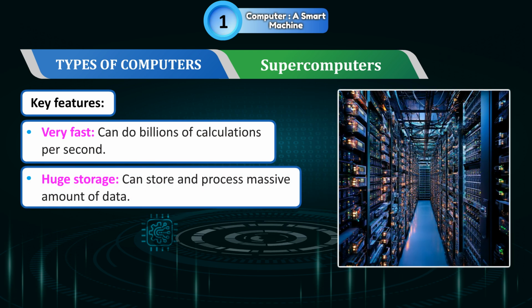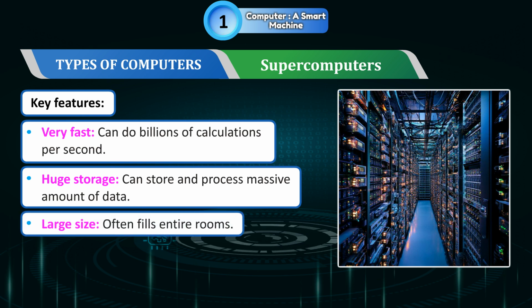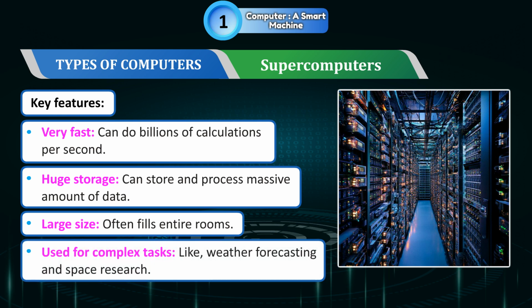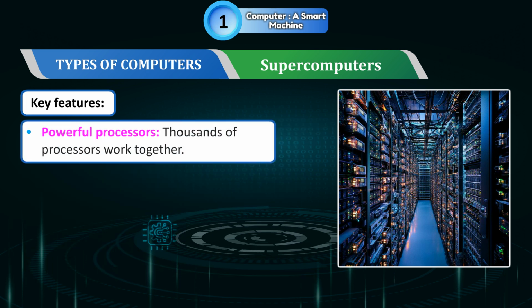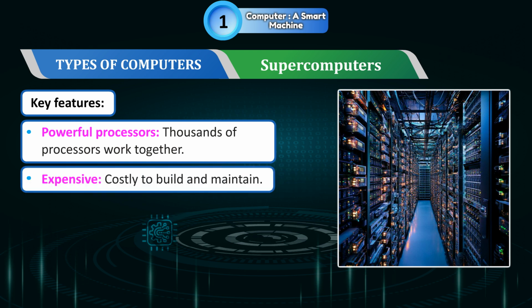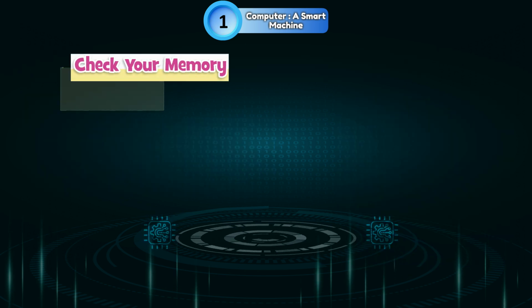Huge storage, can store and process massive amounts of data. Large size, often fills entire rooms. Used for complex tasks like weather forecasting and space research. Powerful processors, thousands of processors work together. Expensive, costly to build and maintain.